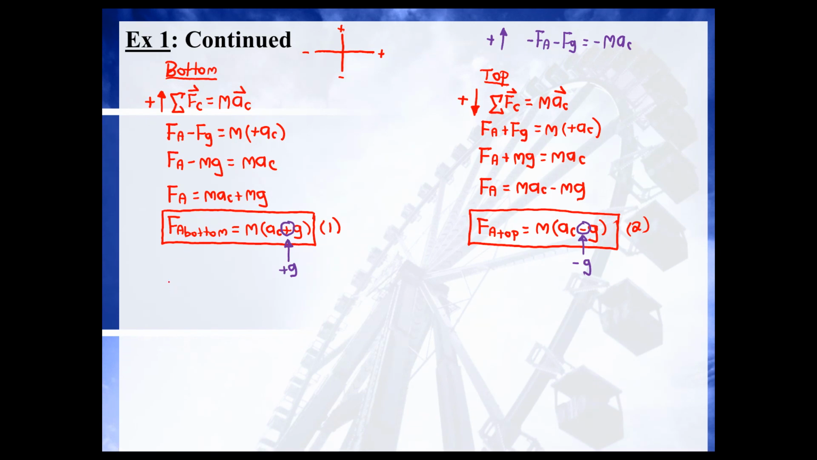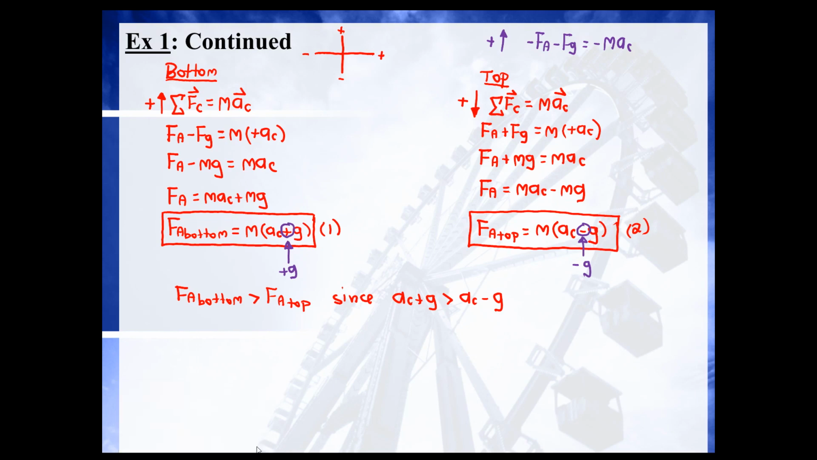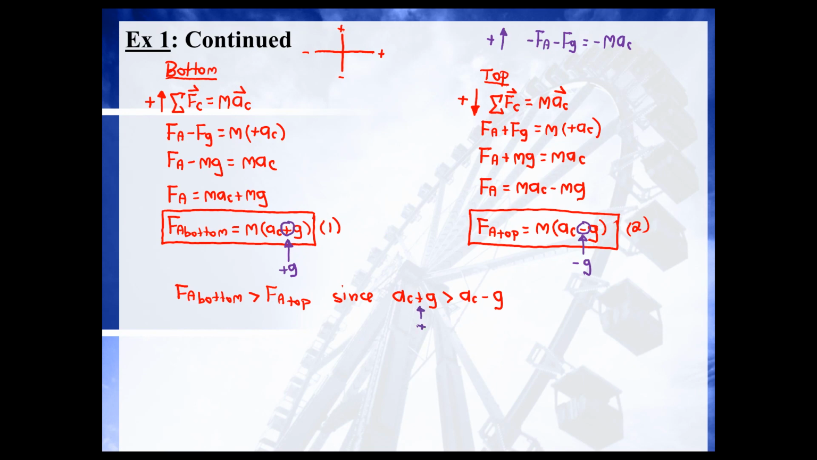I could say FA at the bottom is greater than FA at the top, since, compare what you see in brackets. Since for equation 1 in the brackets, AC plus g would be greater than AC minus g. And again, that's the only difference between those two equations, that single sign. So since you're adding g here and subtracting g there, the tension must be bigger at the bottom of the circle if you do it mathematically.